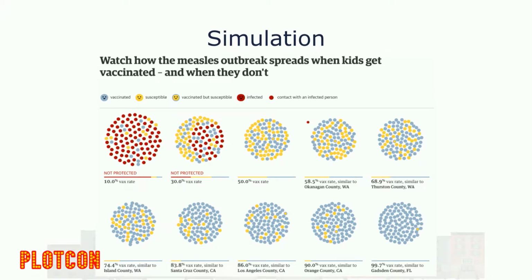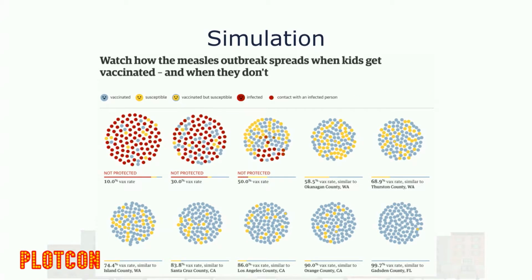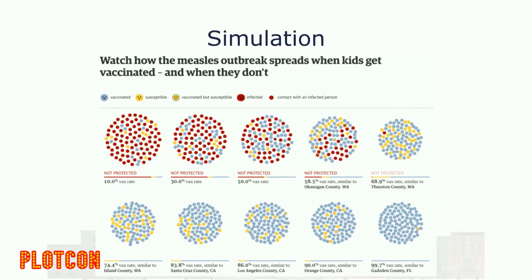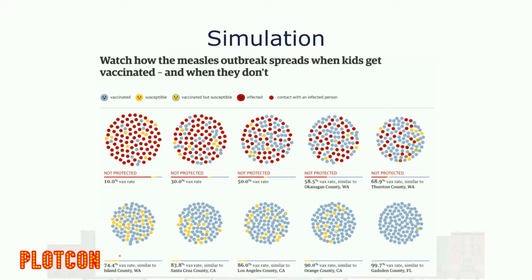It's a great piece from The Guardian showing vaccines, and what it's displaying in the circles are different groups with different levels of vaccination rates.